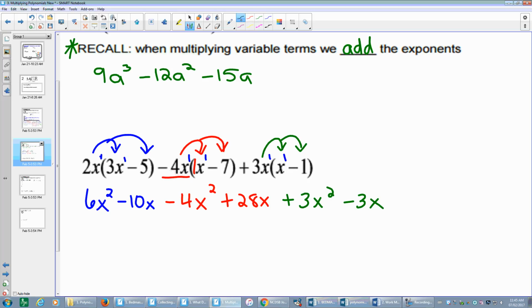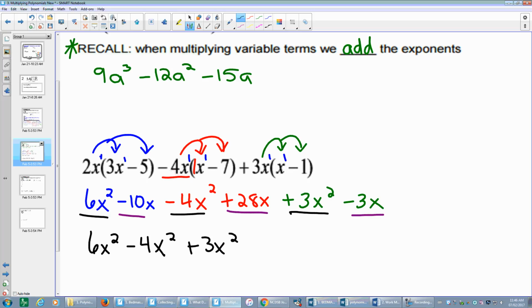Okay, my next task: I've expanded, and you always want to check, can you simplify this any further by collecting like terms? I have 6x squared minus 4x squared plus 3x squared. Those are all like terms. And then I have negative 10x plus 28x minus 3x. So on my next line, I will write 6x squared minus 4x squared plus 3x squared minus 10x plus 28x minus 3x. I forgot the x there.